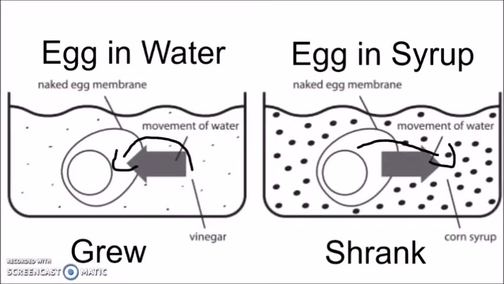This relates to cells because they also have a selectively permeable membrane. The movement of water in and out of cells is absolutely essential for their survival. This can also be easily seen in plants.